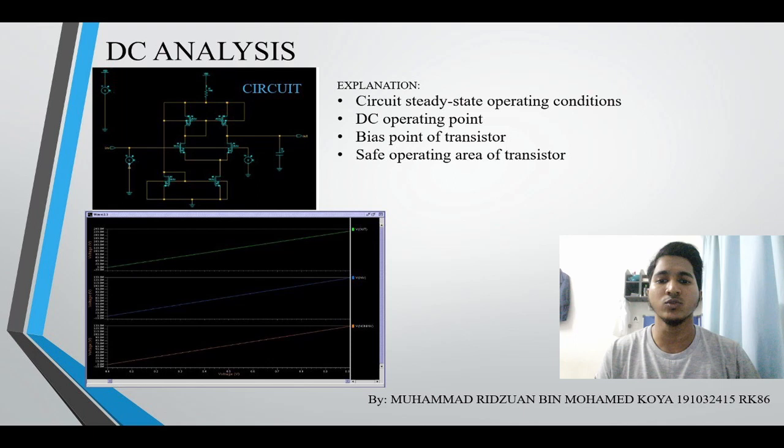It is also important to check the circuit for safe operation of the transistors. A transistor's safe operating area is the range of the operating point where the transistor can function without damage. When the DC analysis is done, it is important to ensure that the circuit is operating within the safe operating area of the transistor to prevent damage or destruction of the transistor.